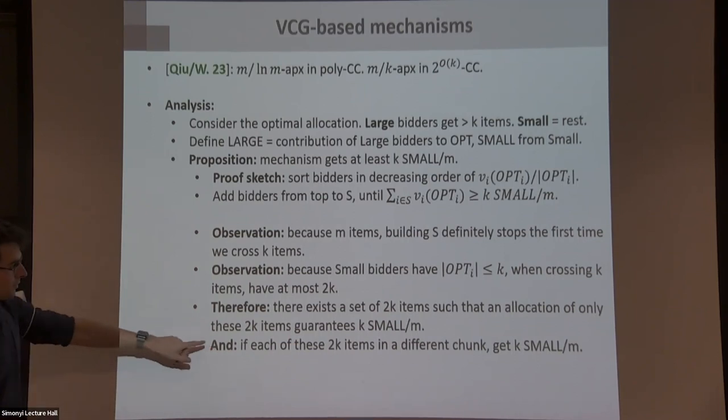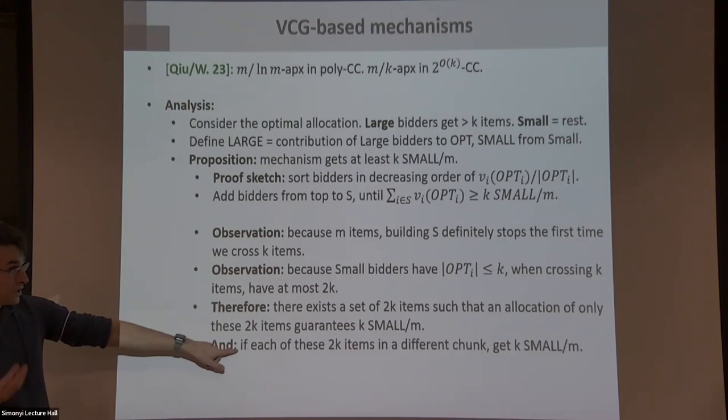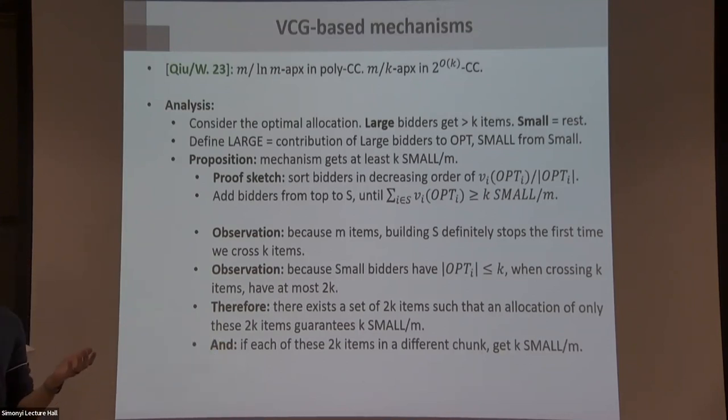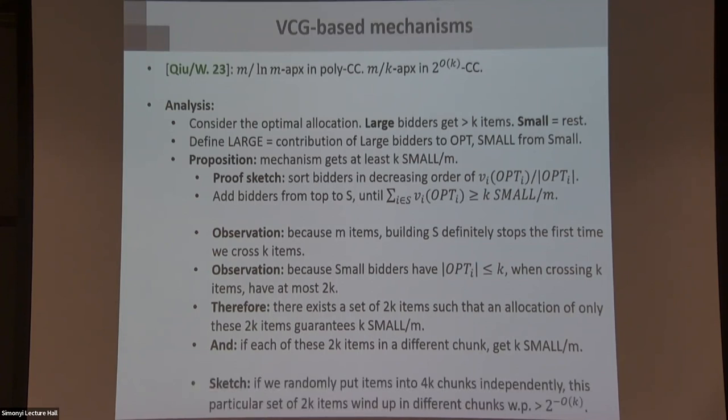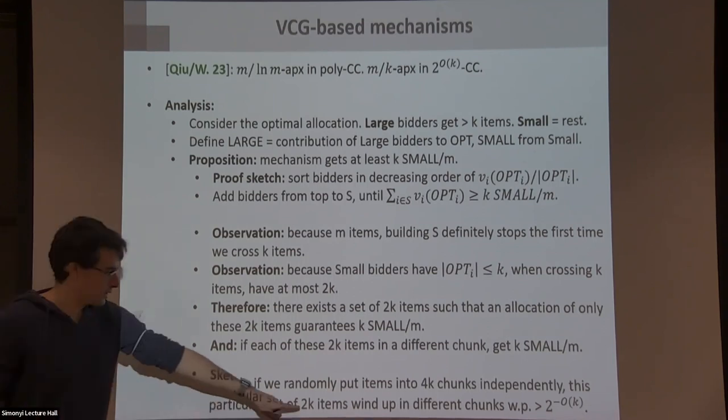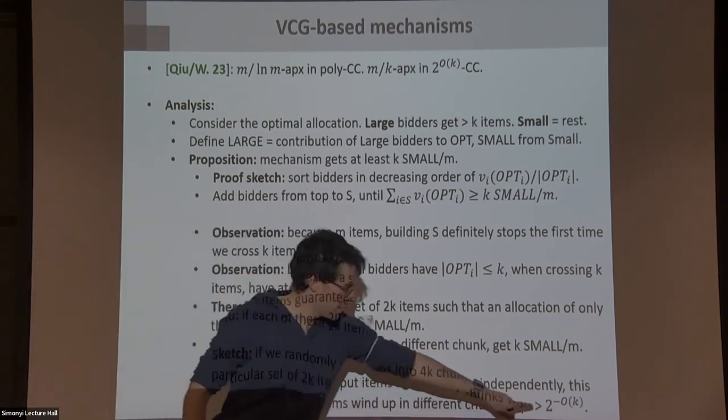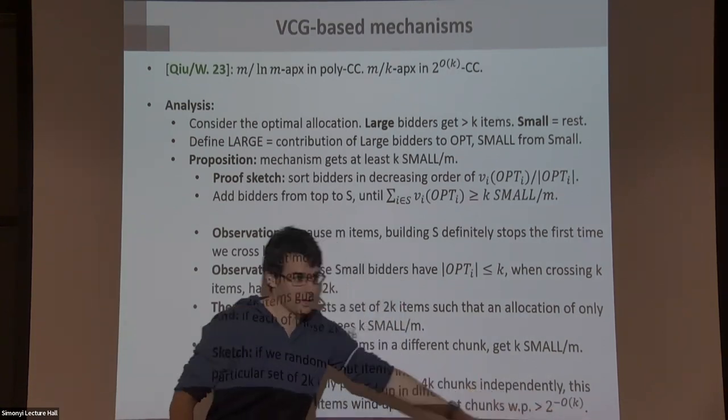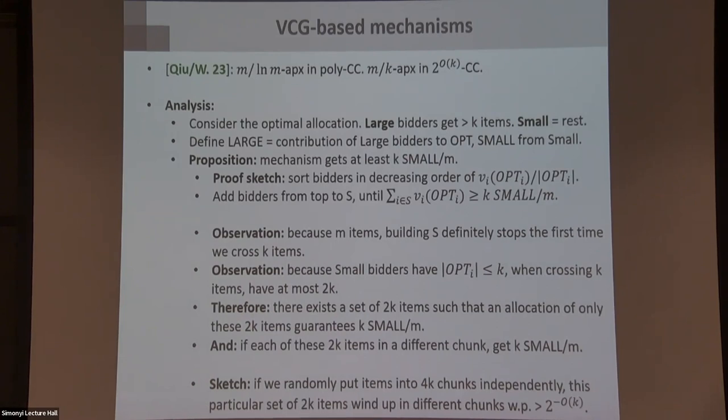Now what this means is that they can all go to the right place. A sufficient condition is that all 2K items wind up in a different chunk, because the chunks can be allocated freely. Here's the only part of the proof that I'm going to skip: if you randomly put items into 4K chunks independently, then the probability that 2K items all wind up in different chunks is exponentially small, but not worse. So you can repeat it exponentially many times, take a union bound with the probabilistic method, and then everything is covered.